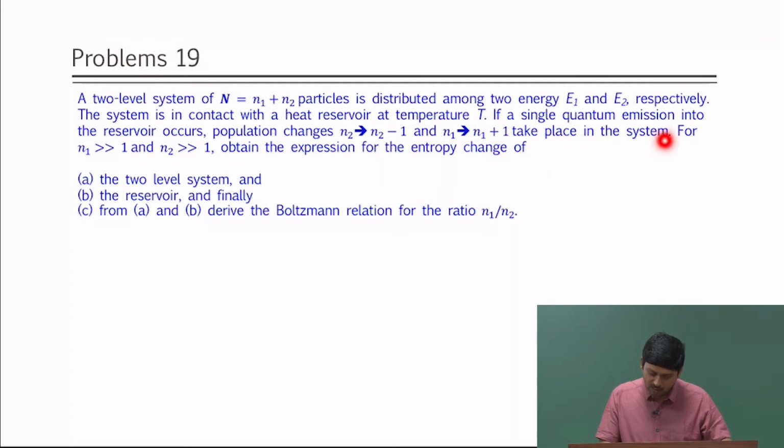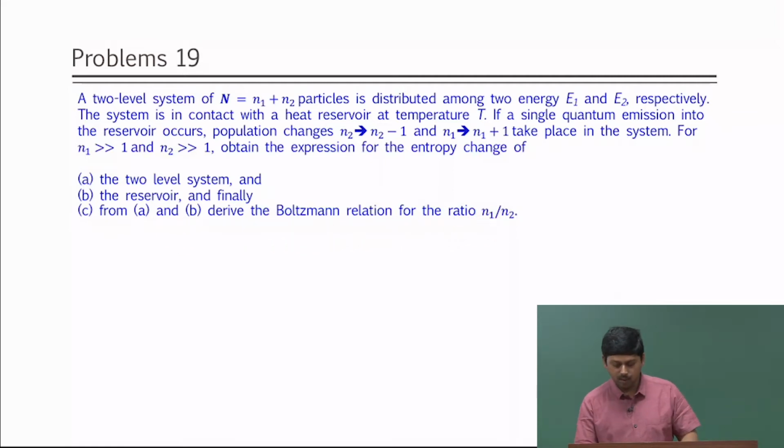The system is in contact with a heat reservoir at temperature T. If a single quantum emission into the reservoir occurs, population changes from N2 to N2 minus 1 and N1 to N1 plus 1, which means it goes from N2 to N1 rather, and N1 is much larger than 1, N2 is much larger than 1. Obtain an expression of the entropy change of the two level system, the reservoir, and finally, from A and B derive the Boltzmann relations between N1 and N2.